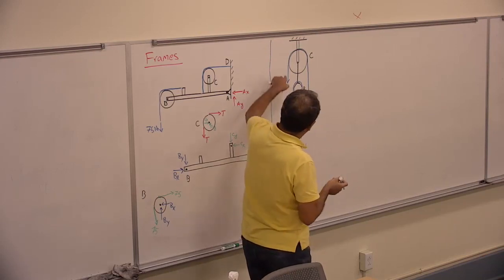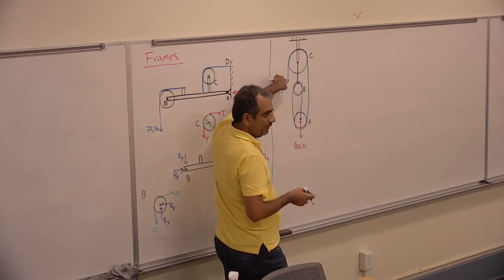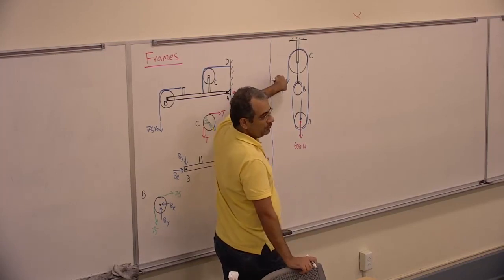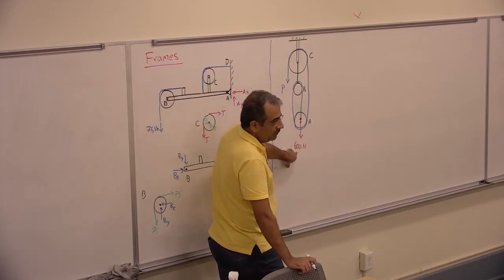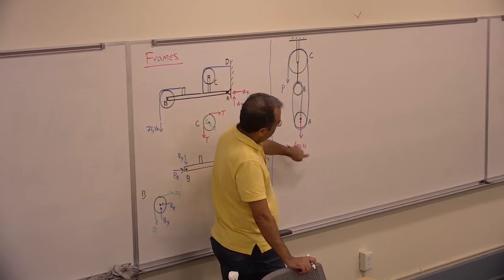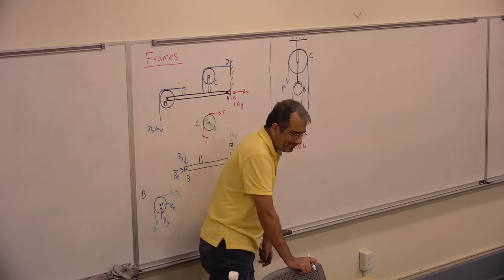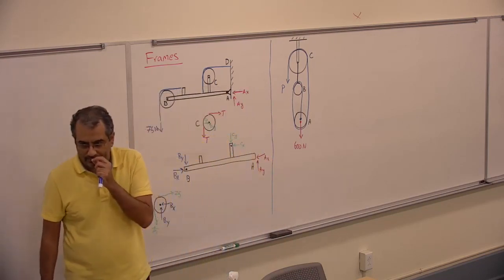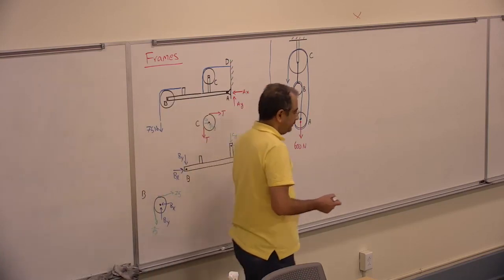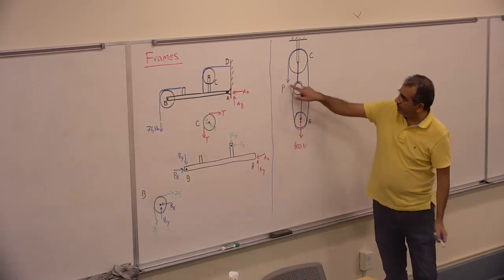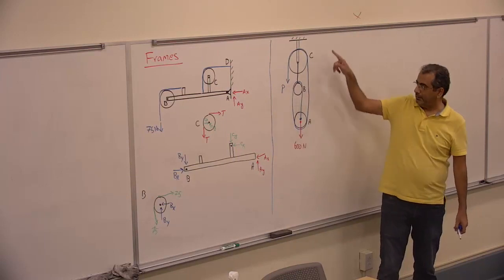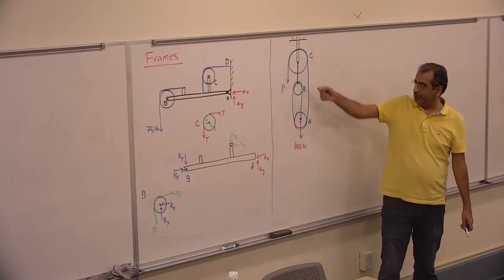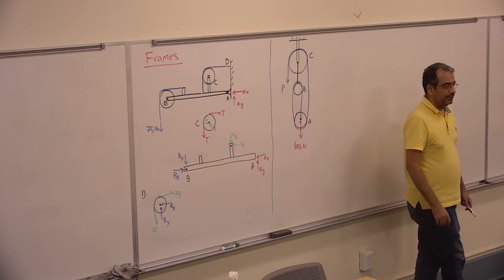I want to find how much force P I have to put here. How much force should I use at the P to counter 600 newtons? Okay, so I want to find the P, basically the tension in the rope. How much tension in the rope if this is the system?